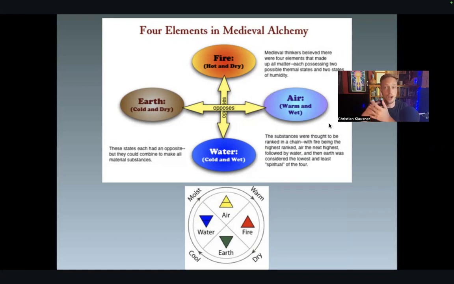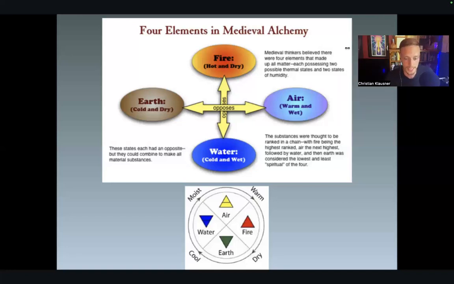So fire is hot and dry. Earth is cold and dry. Water is cold and wet. Air is warm and wet. So the elements are made up of these different qualities. Okay. These states each had an opposite, but they could combine to make all the material substances. So this is what the magician or the alchemist works with, are these four states.